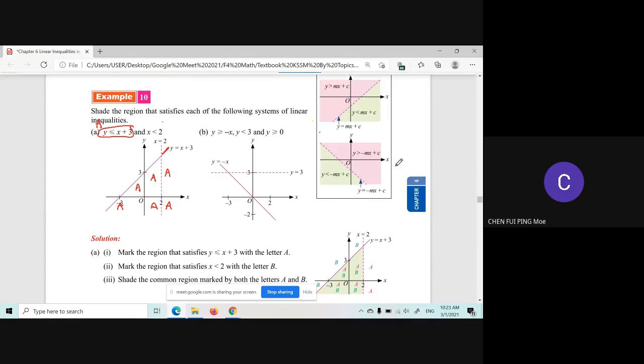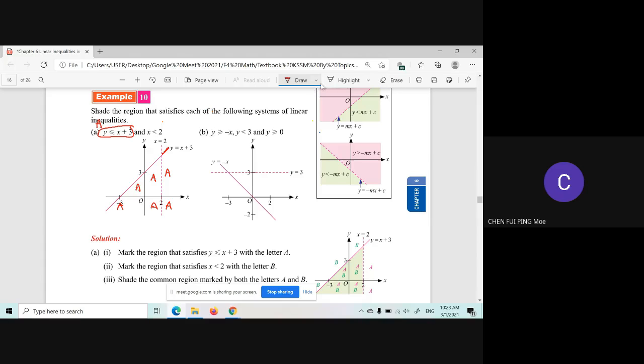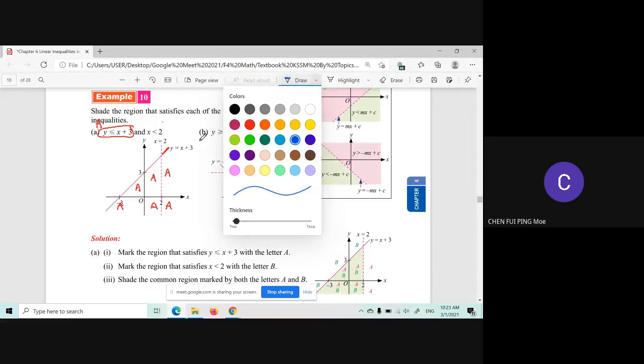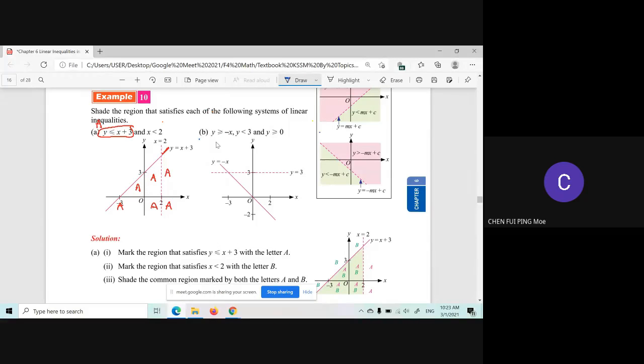Okay, second one, I have two lines, so I will have two different colors. You can use pencil later on. Okay, this one, x less than 2. So this is x equals 2. Less than 2, I will take this part, right? This part. So B, B, B, less than 2. This one B, B, B, B.